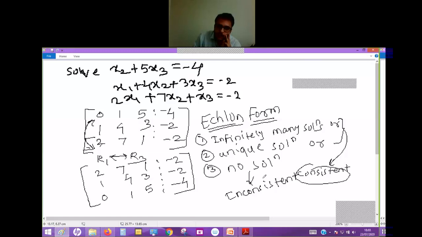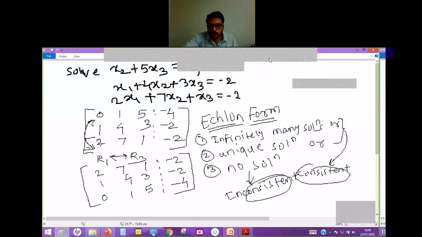Consistent and inconsistent. The system is called consistent when infinitely many solutions are there, or at least one solution is there. In other words, if a solution for the given system exists, then we say the system of equations is consistent. But if neither case is satisfied and there is no solution, then we say the system is inconsistent. Okay, so are you getting this? Please confirm in the chat box.